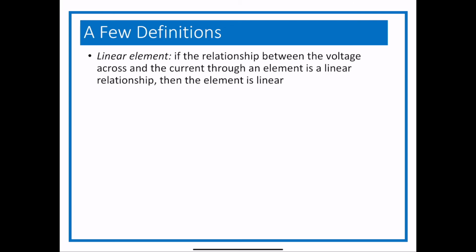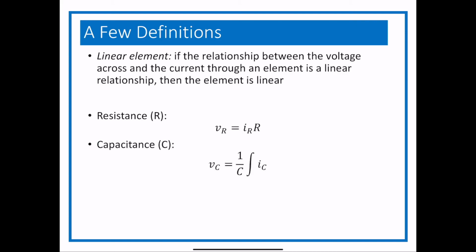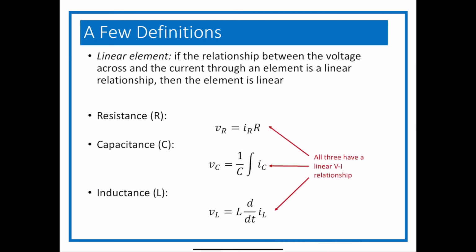The second is what a linear element is. If the relationship between voltage and current is linear, then the element is linear. So resistance is a linear element because the voltage of the resistance equals the current times a constant R, and that R value does not change. Capacitance, even though it has an integral involved in its voltage-current relationship, is still linear. Also inductance, even though it has a derivative, is still linear. These all have linear voltage and current relationships.